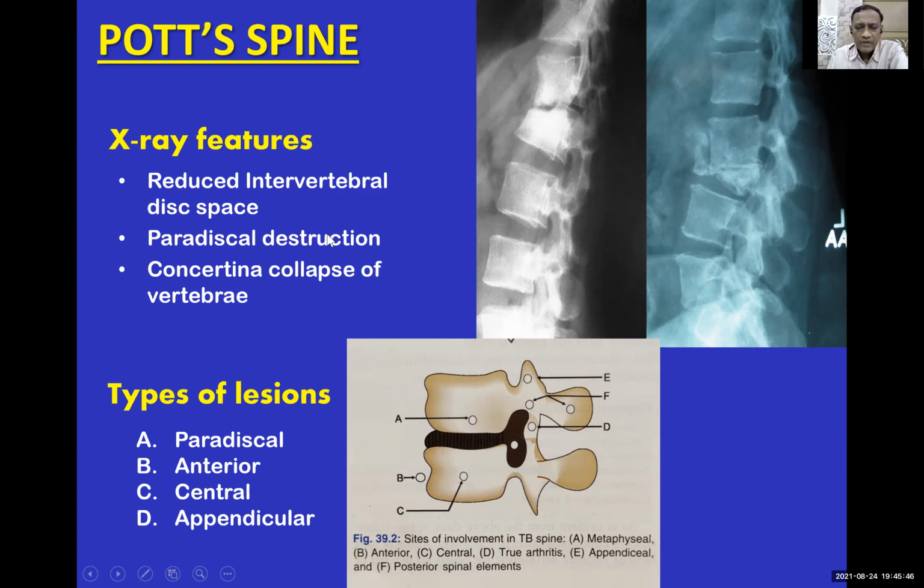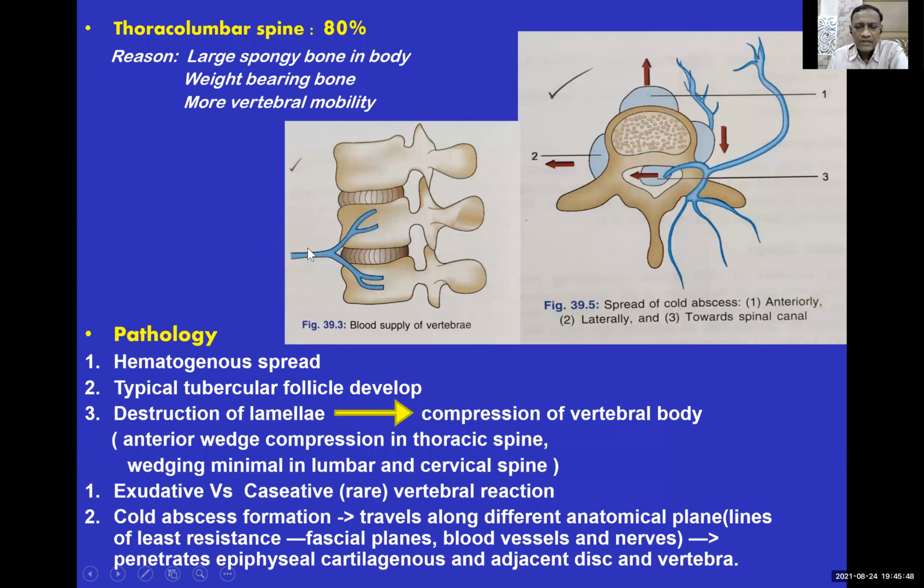You know the anatomy, how the blood supply of the two vertebrae comes, and we know that tuberculous infection is always secondary to some primary focus somewhere in the body, and spread is by the hematogenous route. That's why the commonest is the paradiscal type. And once the cold abscess is formed, it can travel along the path of least resistance or certain anatomical planes. Pathology you can read from the text.